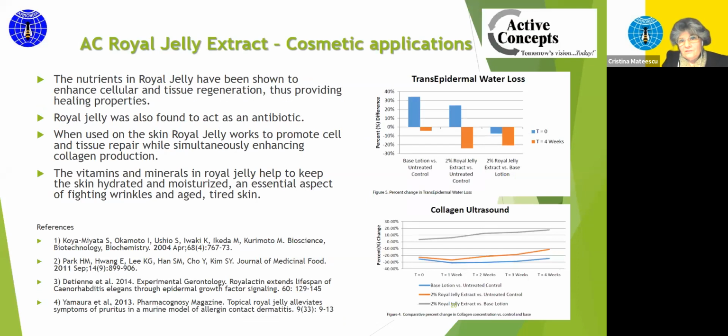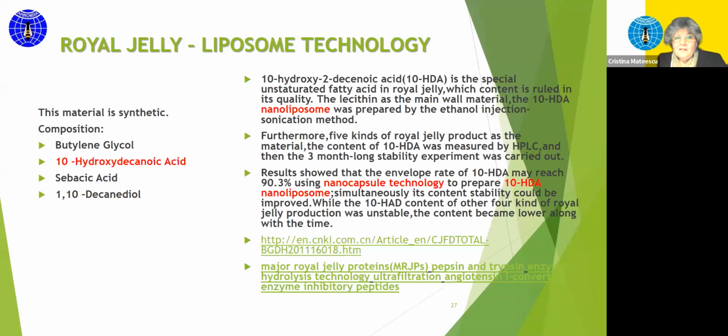Also, royal jelly can be used in several cosmetic applications. It can act as an antibiotic, and we know that 10-hydroxydecenoic acid, the most important fatty acid in royal jelly, offers such important activities. When used on skin, royal jelly works to promote cell and tissue repair while at the same time stimulating collagen production. It seems that both vitamin C and 10-hydroxydecenoic acid are responsible for increasing collagen production. We know that royal jelly is very useful in many cosmetic preparations, an essential aspect for fighting especially wrinkles and tired, aged skin.